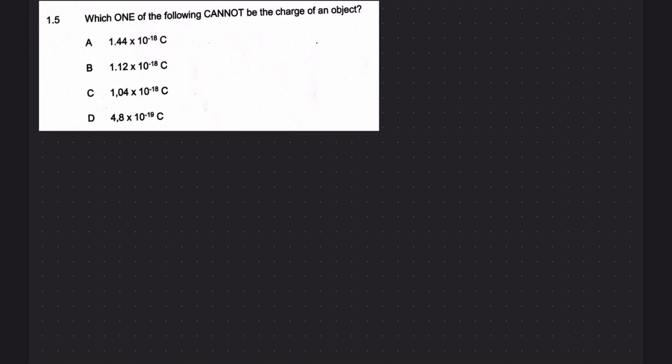Hello everyone. Let's take a look at these multiple choice questions from the grade 10 2025 March paper. Question 1.5. Which one of the following cannot be the charge of an object? Now, to answer this question, we must remember or recall the principle of quantization of charge.